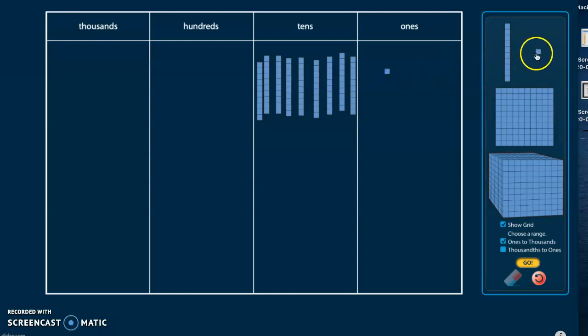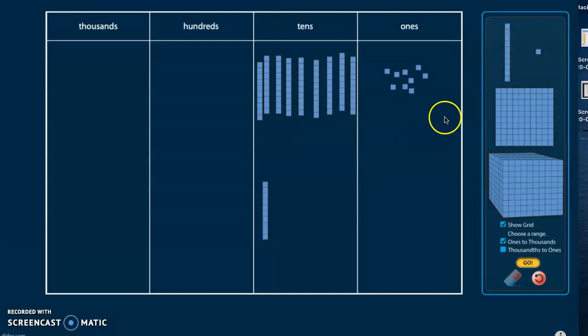1, 2, 3, 4, 5, 6, 7, 8, 9. And we need 10 tens for 100.